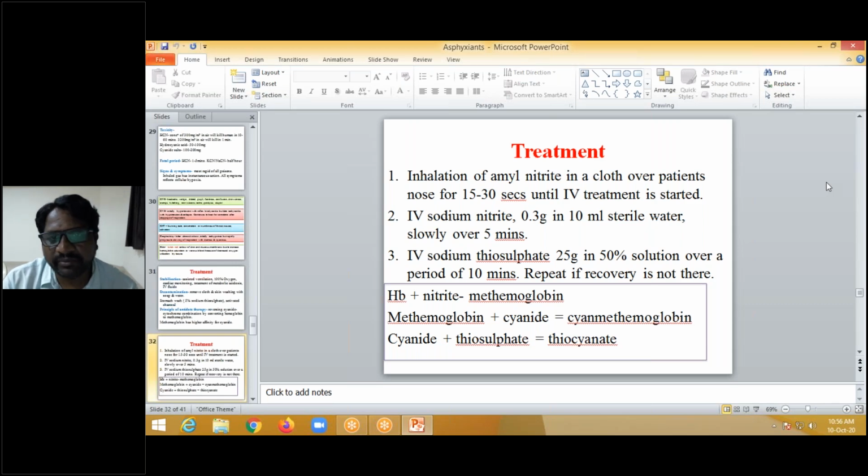So methemoglobin combines with the cyanide and forms cyanomethemoglobin, and these are comparatively less toxic. The cyanide and the thiosulfate form thiocyanate. So this conversion occurs and less toxic compounds form when you are giving the amyl nitrite.